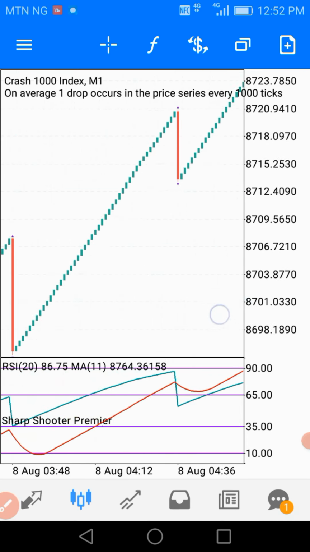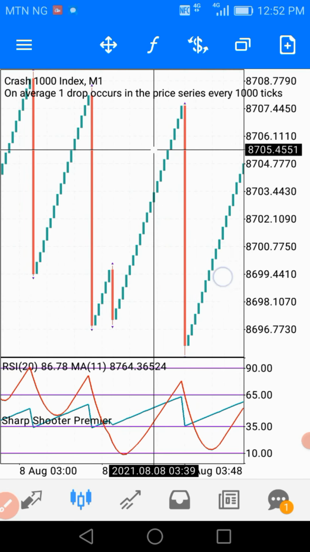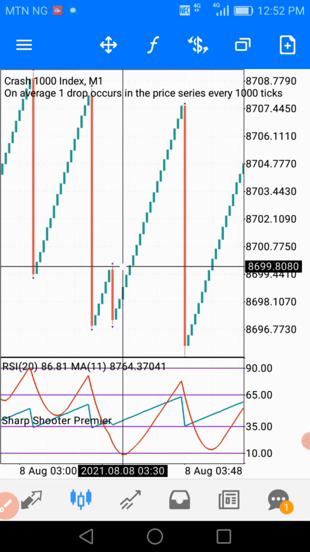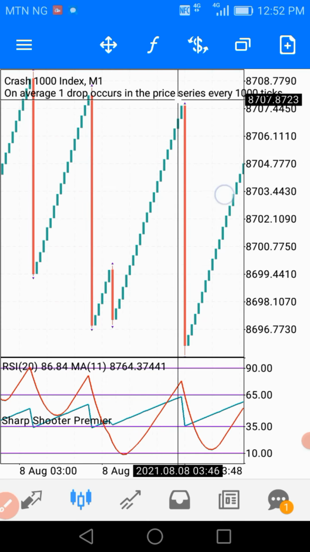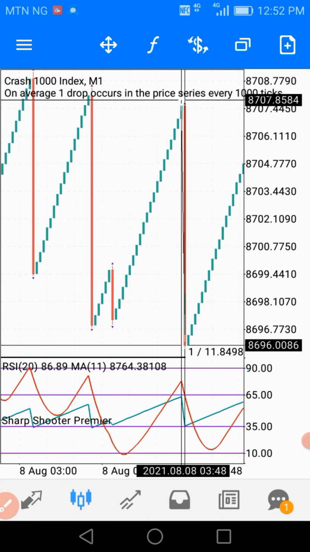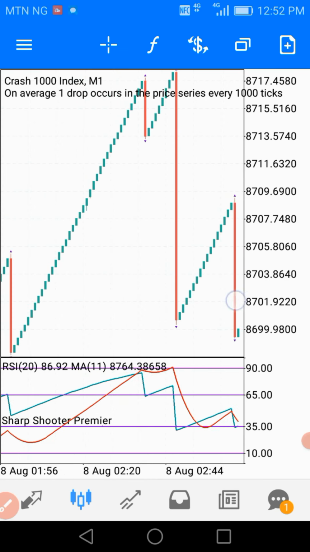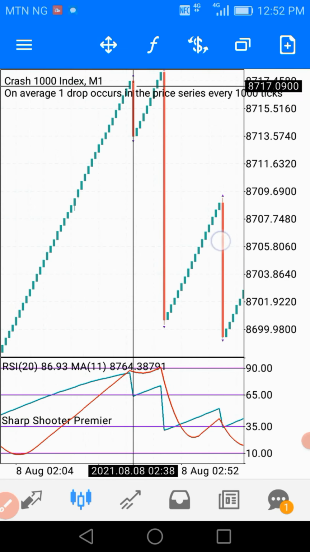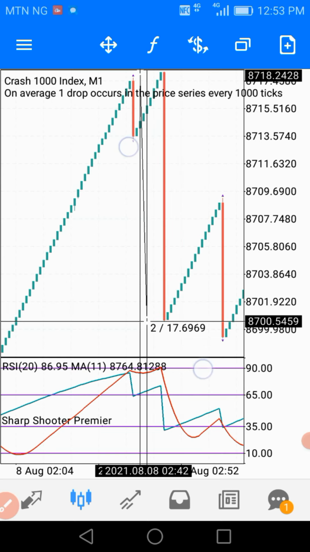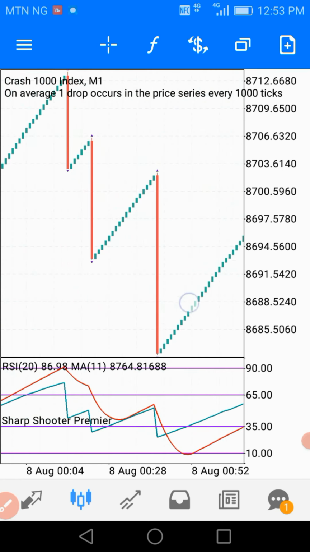Let's just keep backtesting. This was also not valid. Let's make sure the pip value made it. Look at it, it was 11. It wasn't valid. We are looking for a valid opportunity. Now, let's check this. It wasn't valid as well. The pip value made 17. You just have to be patient with it.